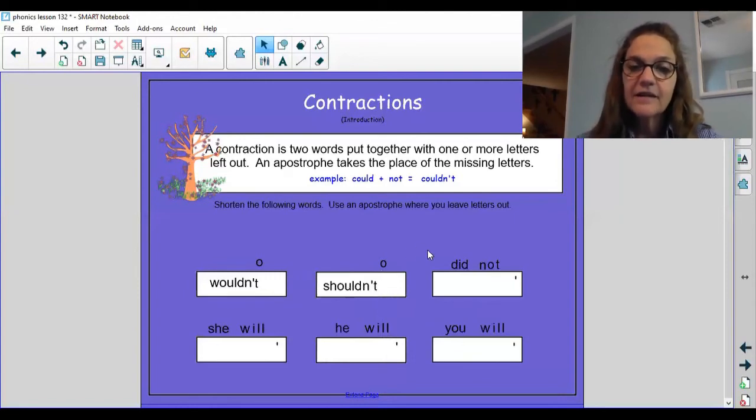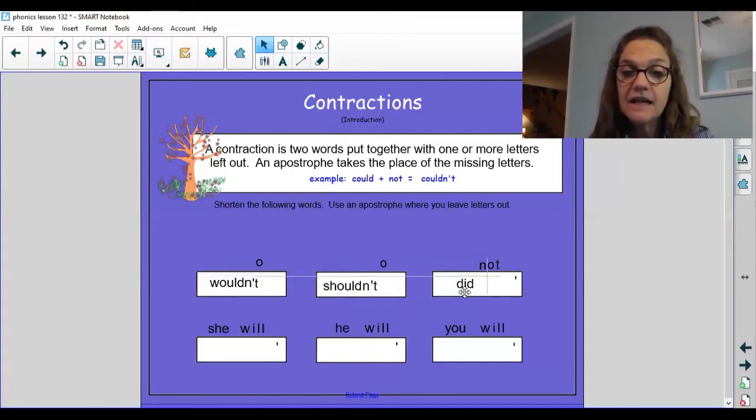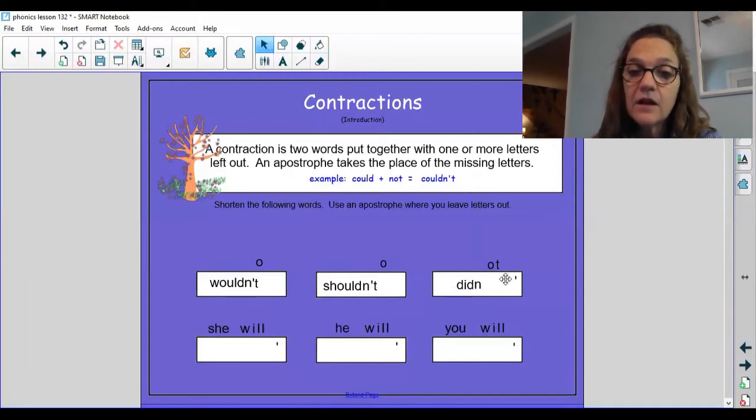All right. Now did not becomes didn't. I did not want to do my homework. I didn't want to do my homework. Okay, didn't. Did goes here. The N goes right here. No finger space. Did. But we got to put the apostrophe where we left out the O. Didn't. It's kind of like a place saver for the letters that we've knocked out.